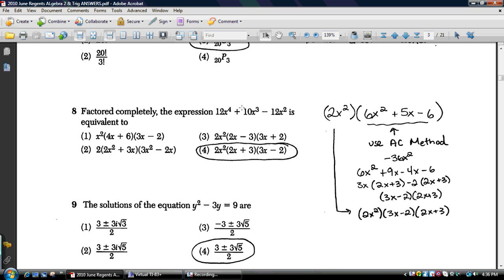Factor completely. Look at all these guys. They all have x squared in common. 2x squared. Ooh, look at that. So this is the GCF. Pull it out. And then this is a complicated thing to factor. Use the AC method. Take the first number, multiply it by the last, get -36x squared. Then find two numbers that multiply to be this but add to be that.